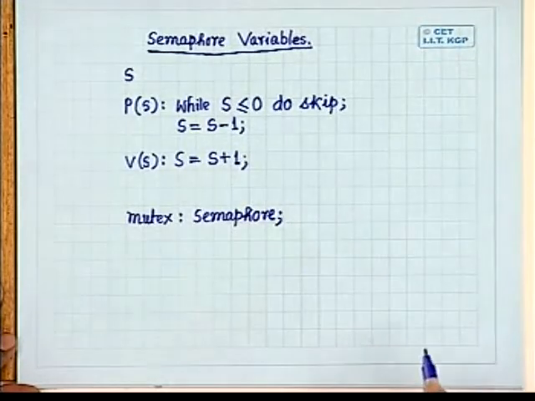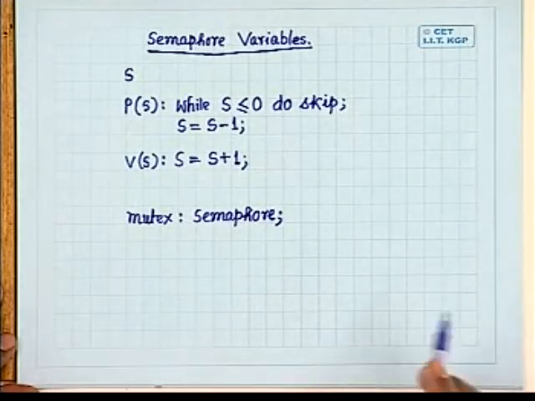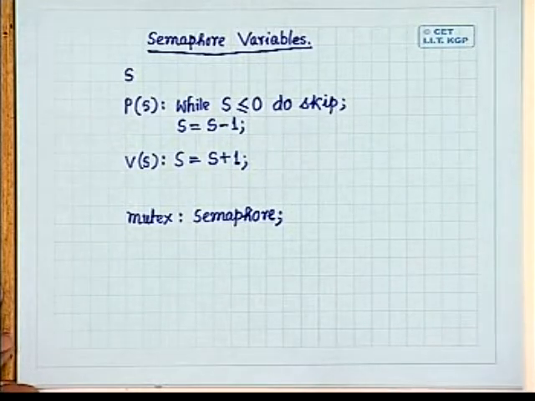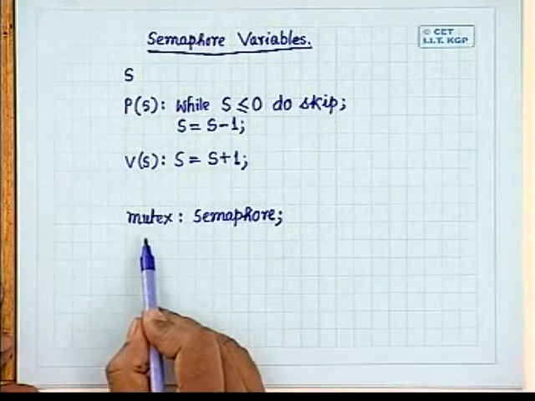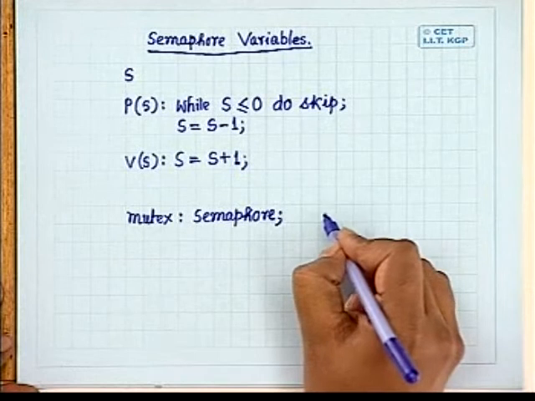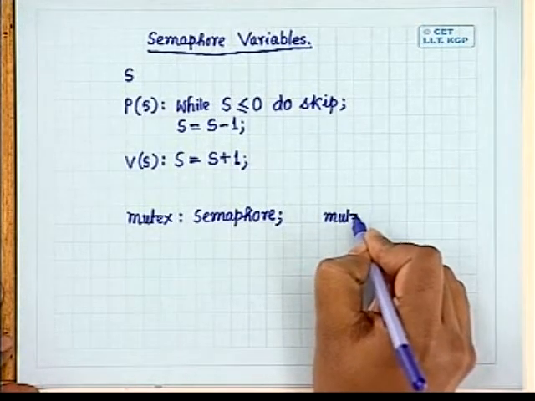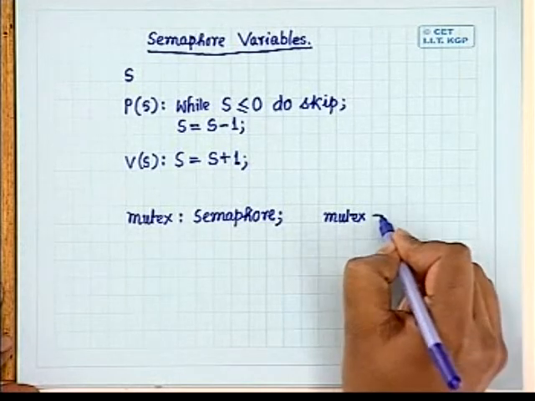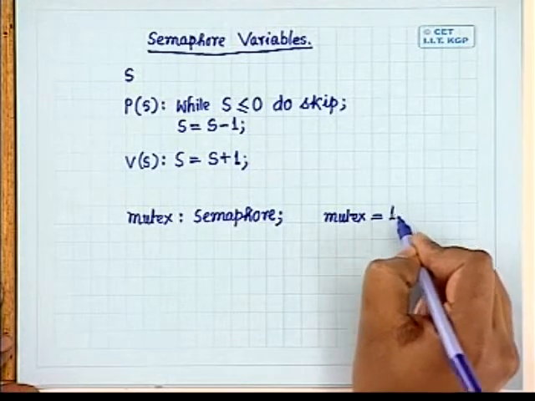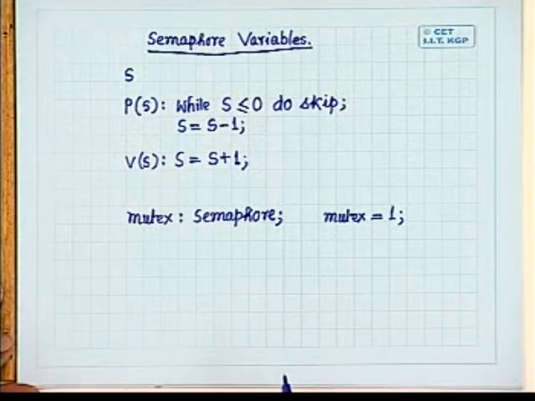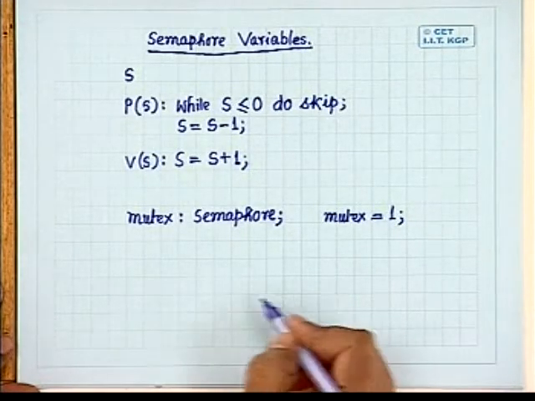Okay. And we also assume that because we have said that the semaphore variable can be initialized, so let us assume that the initial value of mutex is equal to 1. So we initialize this mutex variable to a value 1. Okay. After that, we write the statements like this.